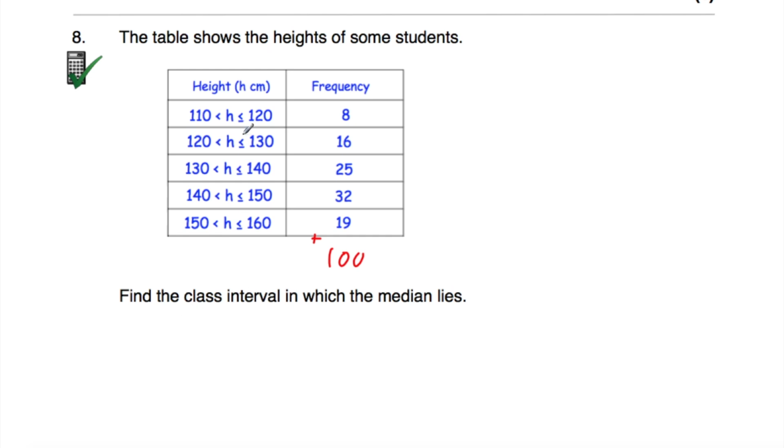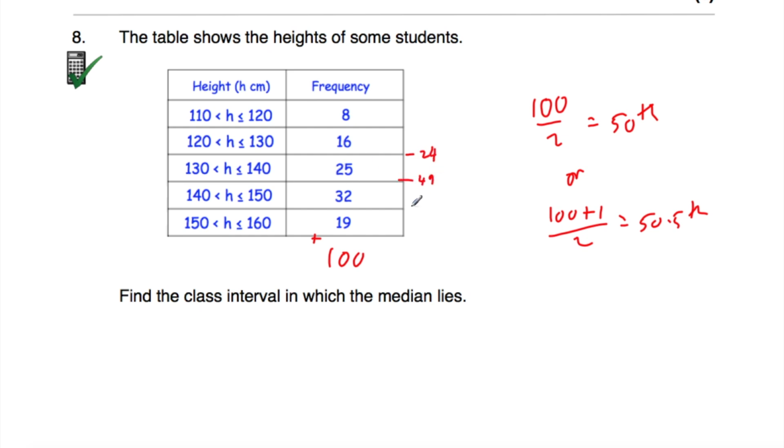We want to find the class interval that contains the median, so let's find the position of the median. We can either do 100 divided by 2, which is the 50th value, or you could do 100 plus 1 divided by 2, which is the 50.5 value. So is the 50th or 50.5 value, depending on which approach you've used, in here? No. Are they in here? Well, that's 24 so far, so no. Another 25, that's 49 so far, so no. And then another 32. 49 plus 32 is equal to 81. So yes, the median is going to be in this category here.